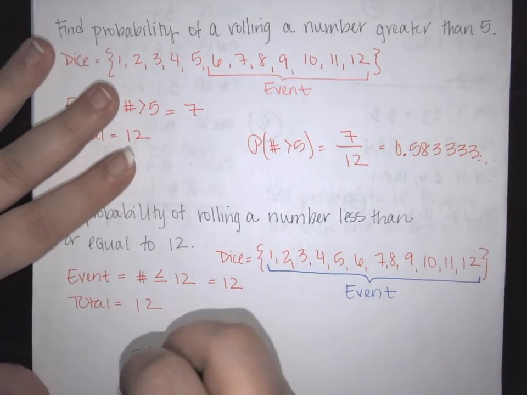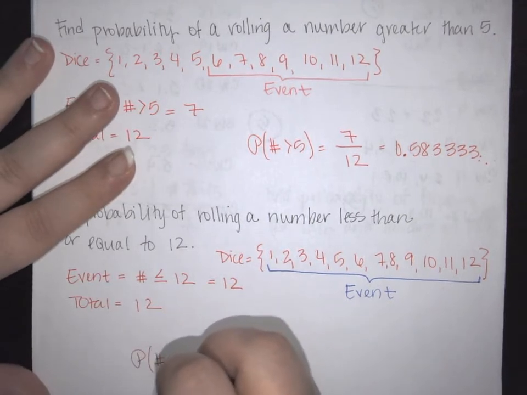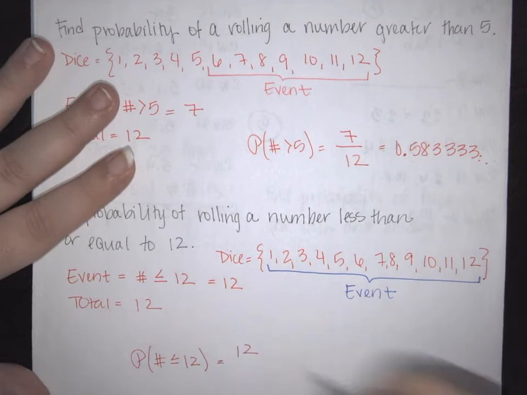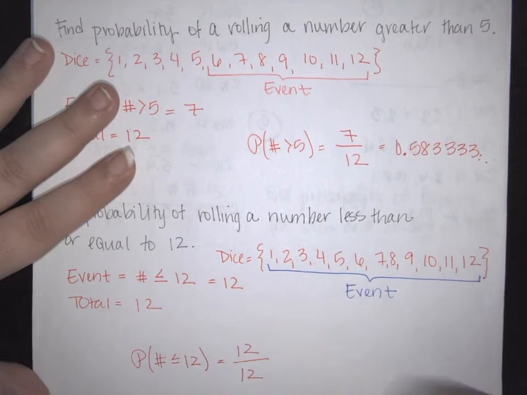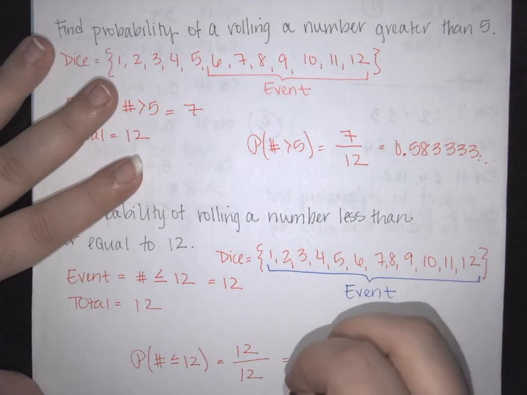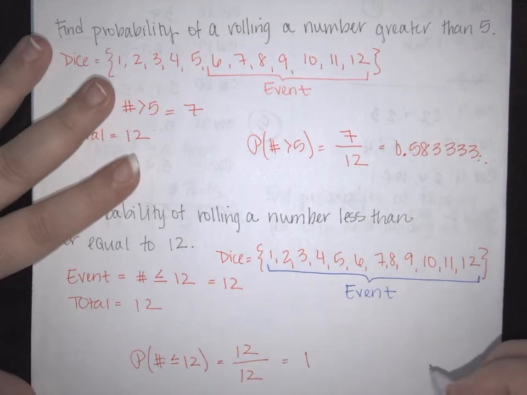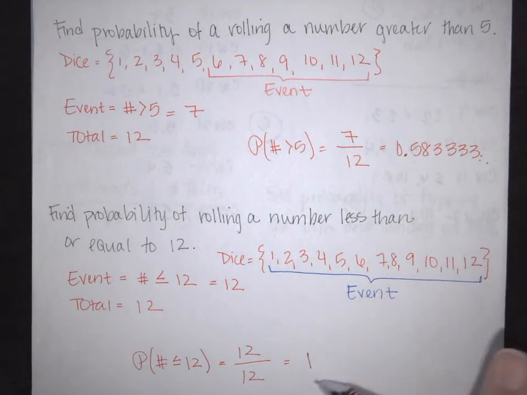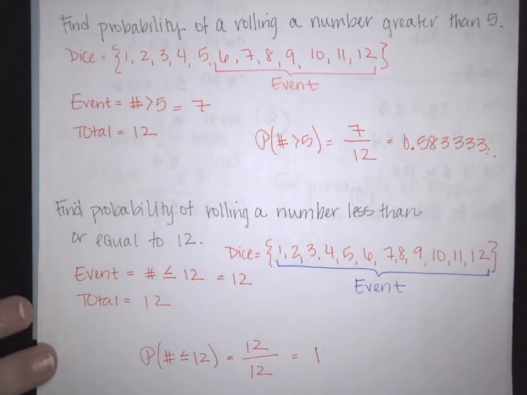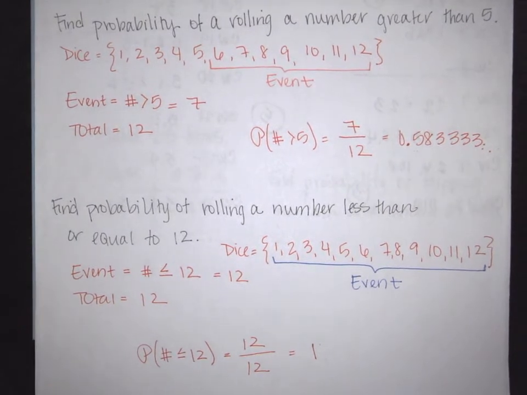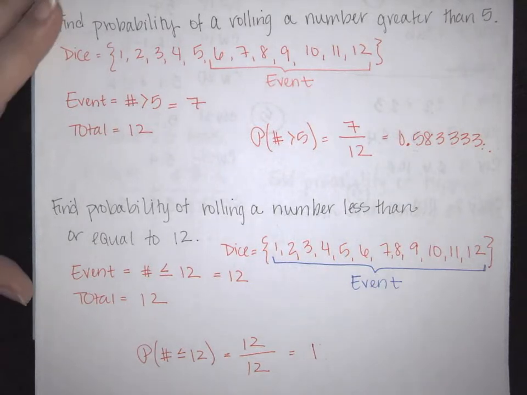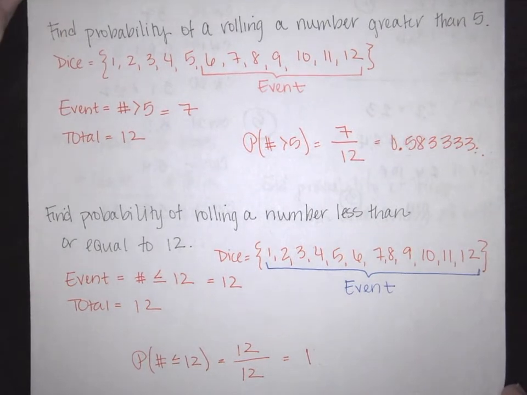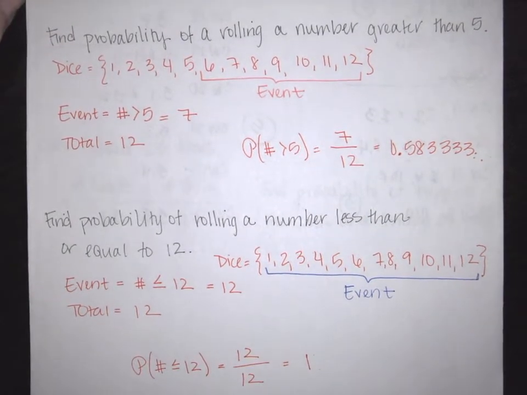So the probability that my number is less than or equal to 12 is going to be my 12 from my event over the 12 from my total, which gives you a probability of 1. Okay. Now, this is a whole number, there's no decimal to it, so you would just leave it at 1. But if we're thinking about probability in terms of percentage, it would be a 100% chance of rolling a number less than or equal to 12. Okay, so that's all the ideas behind classical probability.